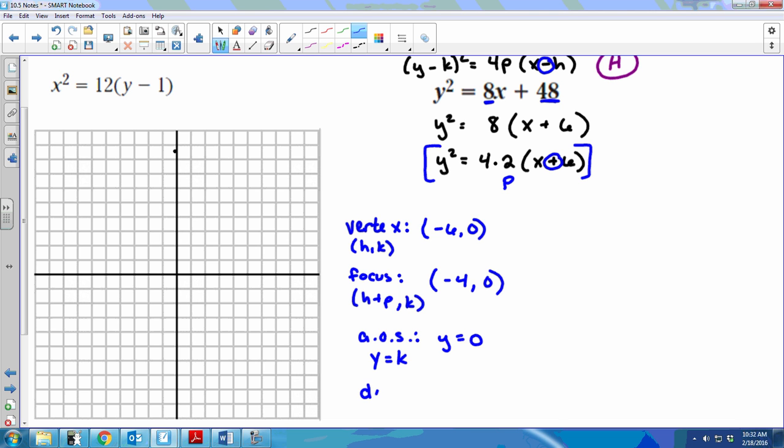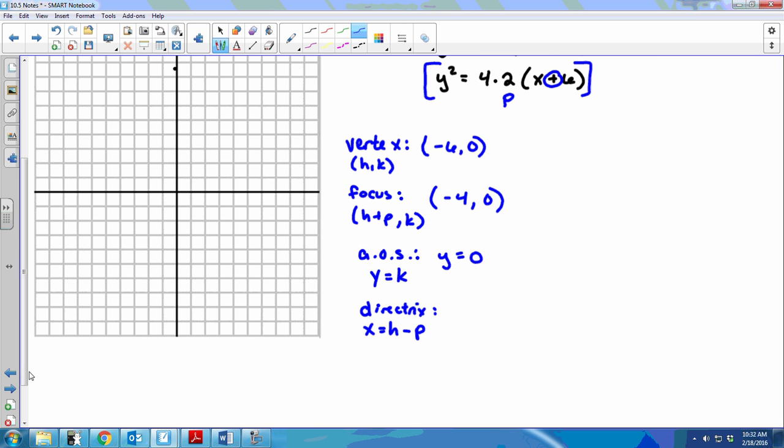The directrix is supposed to be at x equals h minus p. h is negative 6 and p is 2, so it's negative 6 minus 2. Negative 8. And then is p positive or negative? P is positive, so that means this is going to open to the right. Okay, I went straight through the table in your notes. May as well do it that way since you get that table on the quiz.